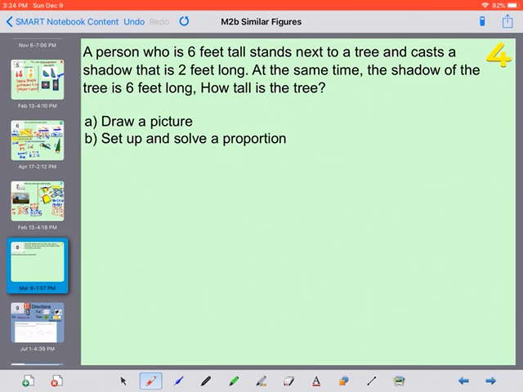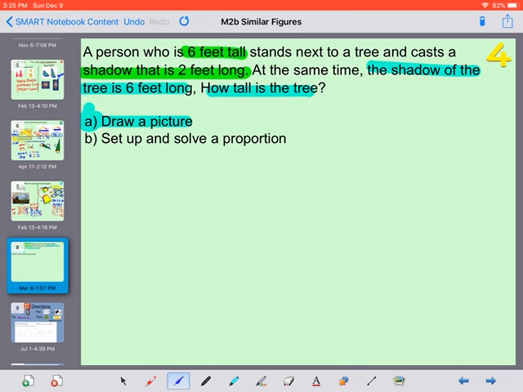Alright, we have one more word problem that we're going to solve here. It says a person who is 6 feet tall stands next to a tree and casts a shadow that is 2 feet long. At the same time, the shadow of the tree is 6 feet long. How tall is the tree? So we got a lot going on here. First thing it says to do is draw a picture. That's going to help us a lot.